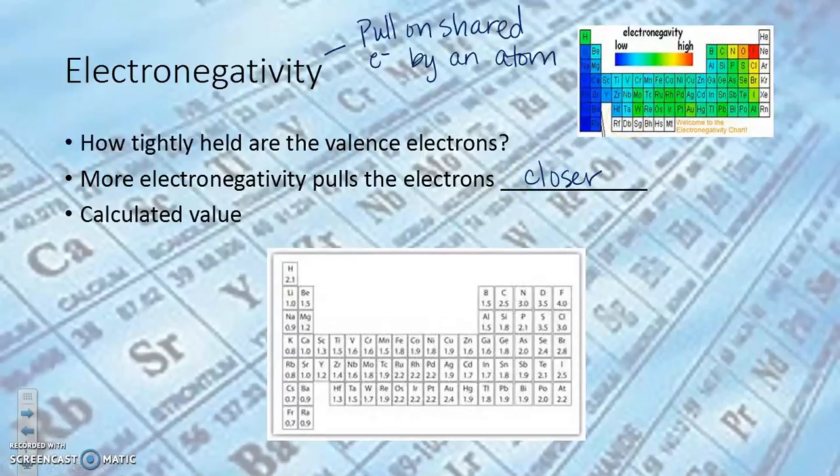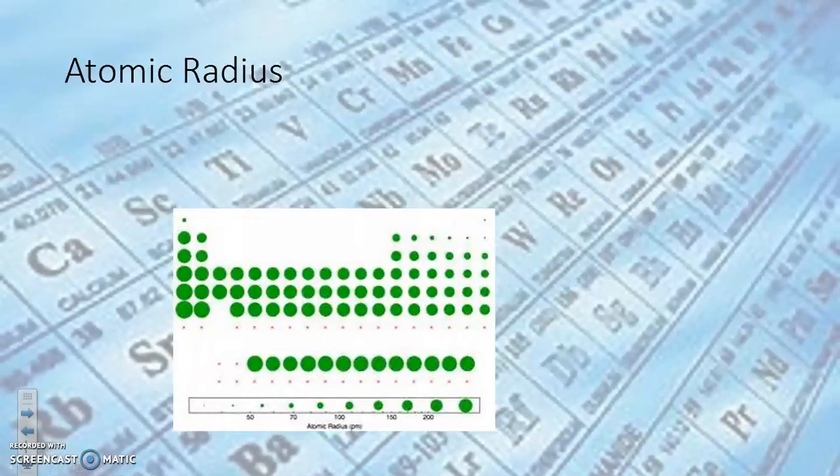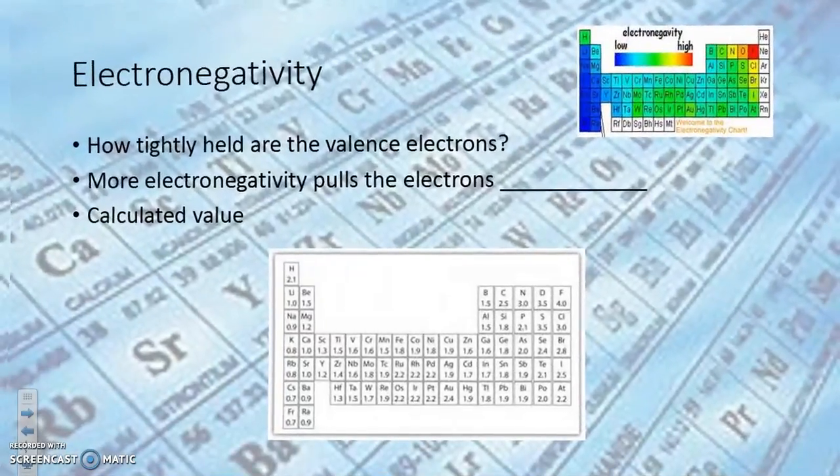All right, and what's the trend for electronegativity? Well, one more thing. This is a calculated value. It's not something that you yourself could come up with or test in a lab. It's just something that's calculated based on an equation. Do you need to worry about that? No, you don't. You just need to know the trend. So what's the trend?